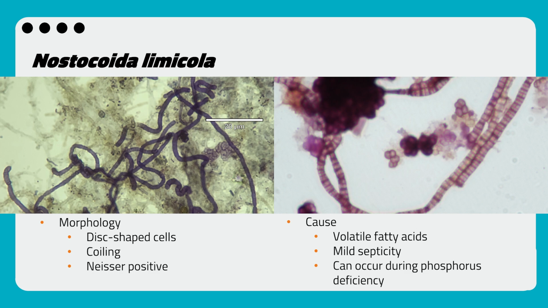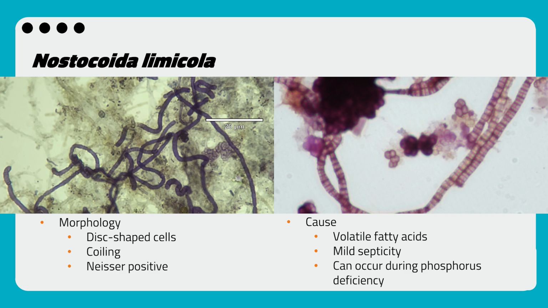Nostocoida limicola, or N. limicola, is a fat filament. It is one of the few filaments that is Neisser positive. So we can see in the images here, we have Neisser stained images, and we have that positive purple. It is a sort of coiling filament at times, but it can also be irregular as well. It can kind of coil and loop on itself. It can also be wiggly. It almost has a worm appearance, but obviously it isn't a worm because we're talking about sizes that are much too small to be any sort of worm.